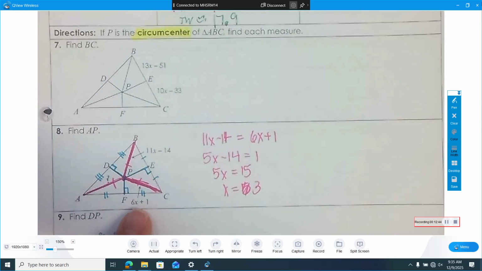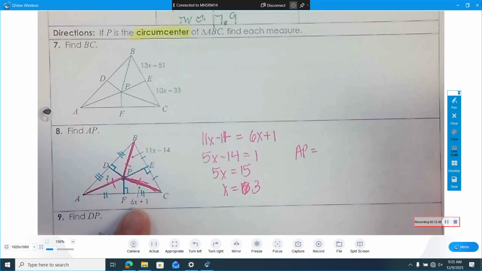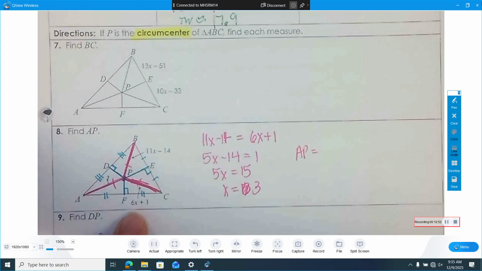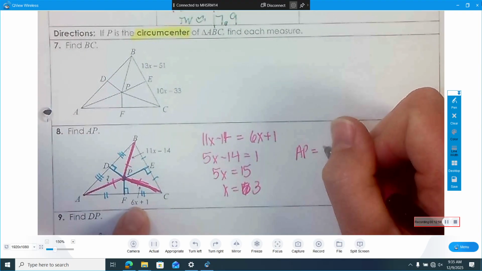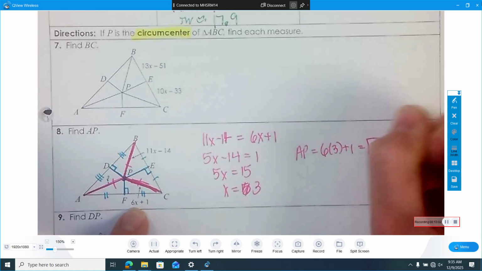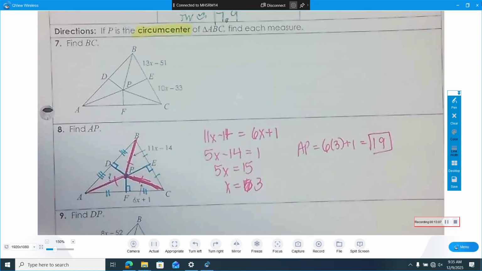Are we done? No. What do we have to do? Plug it into the 11x or 6x. Yeah, either one. We have to plug it back in to actually figure out the length. This is only the value of x. It's not the length of the segment. It's just the value of x. So we're going to plug that back in. So 6 times 3 plus 1 would be 19. Okay. All right. Questions on that one?